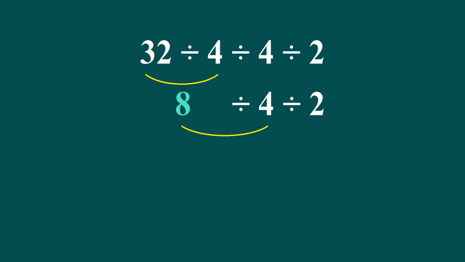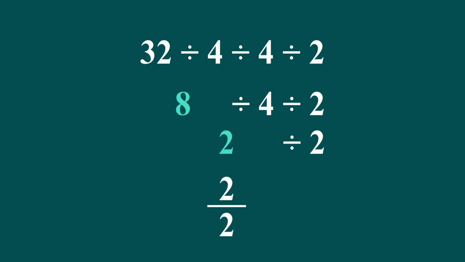And now we have to do this division. 8 divided by 4 is just 2. So 2 divided by 2 can be written as 2 over 2, which equals 1. This is our final answer to this problem.